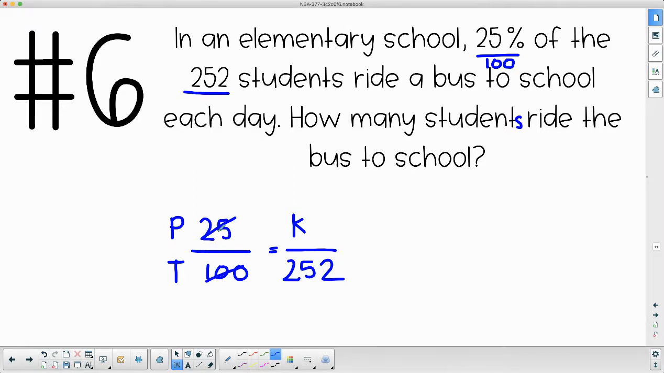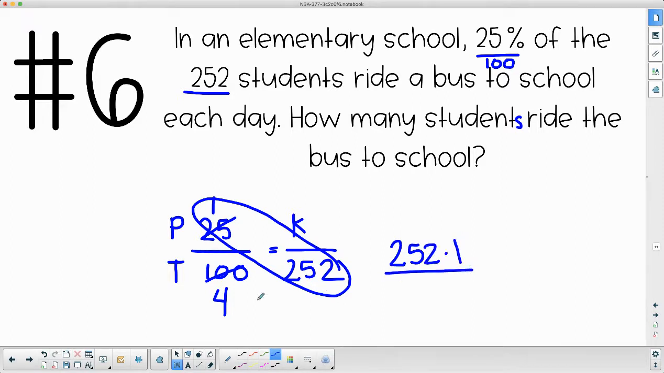So I know 25 is like quarters and can go into 100. So 25 divided by 25 is 1. If I think quarters, 25, 50, 75, $1, that's 4 here. So now my problem is a lot easier. So I'm going to cross multiply 252 times 1, and then we're going to divide by 4. Will tell us how many students ride the bus each day.